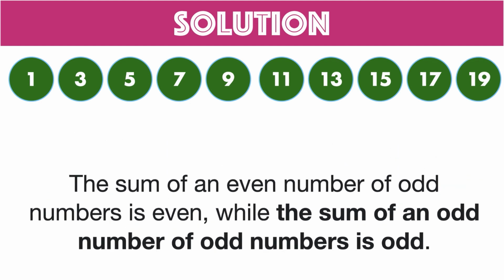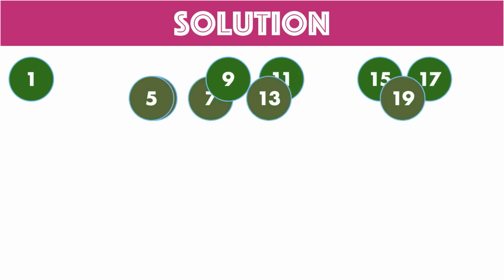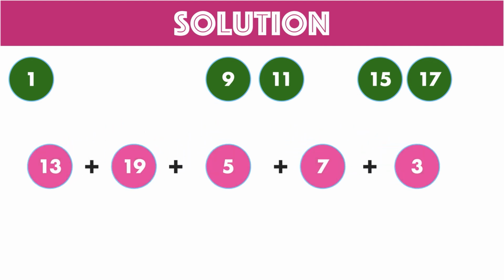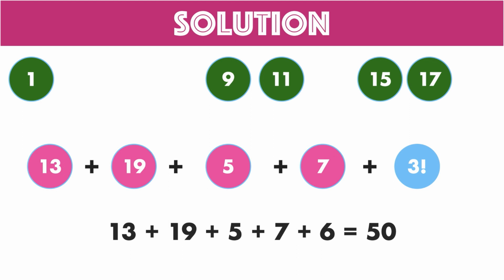One way to do it is like this: 13 plus 19 plus 5 plus 7 plus 3, and perform the factorial mathematical operation on 3. So we know that 3 factorial is equal to 3 times 2 times 1, which is equal to 6. Now this will result in 50.